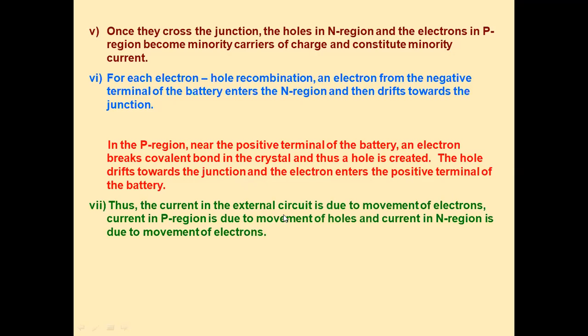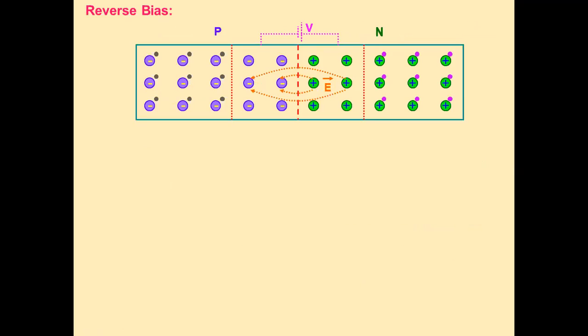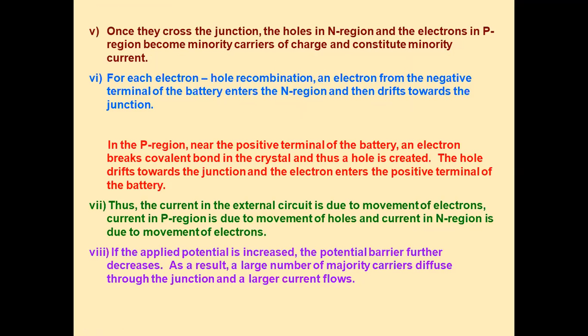Thus the current in the external circuit is due to the movement of electrons and the movement of holes. If the applied potential across the junction, the external voltage, increases, the potential barrier further decreases. As a result, a large number of majority carriers diffuse through the junction and the current increases. This is the concept of forward biasing, and in forward biasing, the current is maximum. This current is in milliamperes.